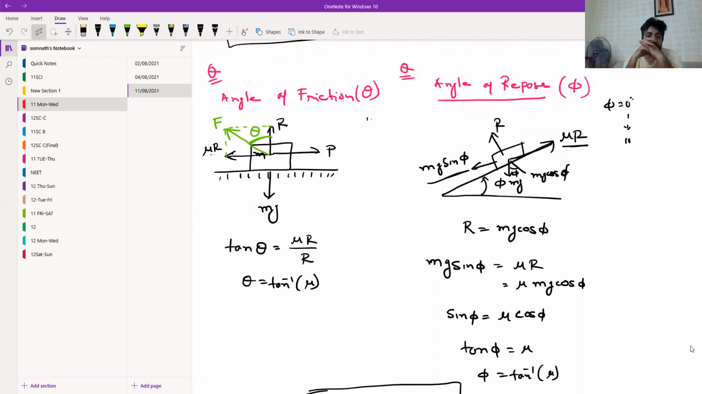Yes, sir. So the examiner can ask you what is angle of friction. You can write the definition and derive this. What is angle of repose? You can write the definition and derive this. And this is two questions. The examiner can ask you to show that angle of friction and angle of repose are equal. So then you don't need to define them. You just show them and equalize them. Yes or no?